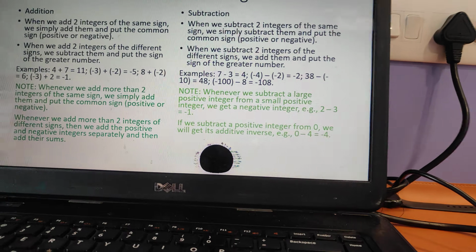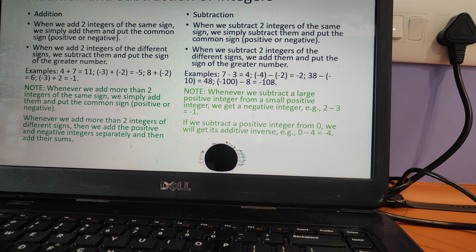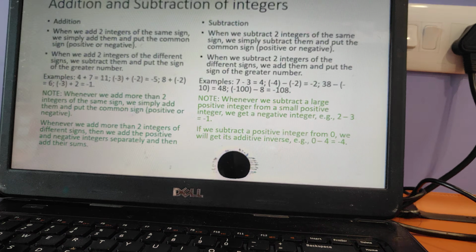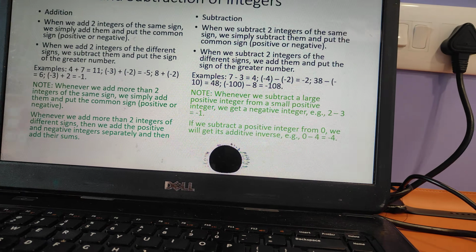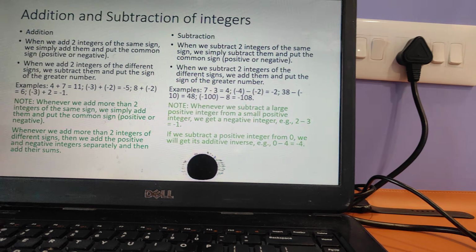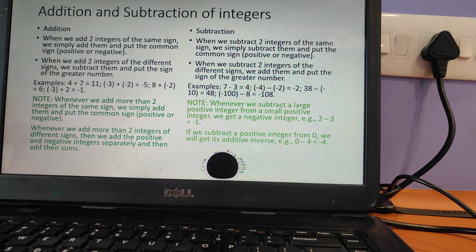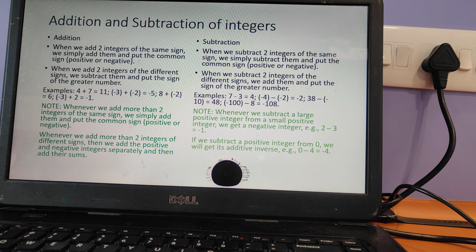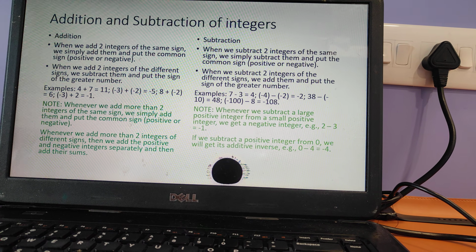See the examples. 7 minus 3, 4. Both are positive, result is also positive. Minus 4 minus in bracket minus 2. Again minus 2. You can open the brackets. Minus 4 plus 2. Minus plus minus. We will get 2. 4 is more than 2 and is negative.